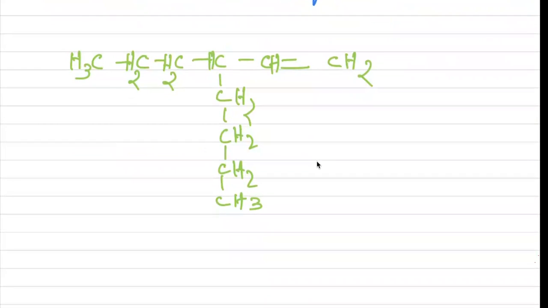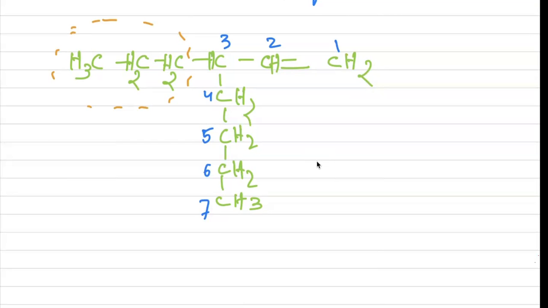So for numbering, we have to select the longest chain. 1, 2, 3, 4, 5, 6, or 1, 2, 3, 4, 5, 6, 7. Obviously, this is the longest chain, so I'm just taking this one. Now see that the double bond is present between the first and second carbon atom, and this is the substituent present on the third carbon atom, and this is a propyl group.